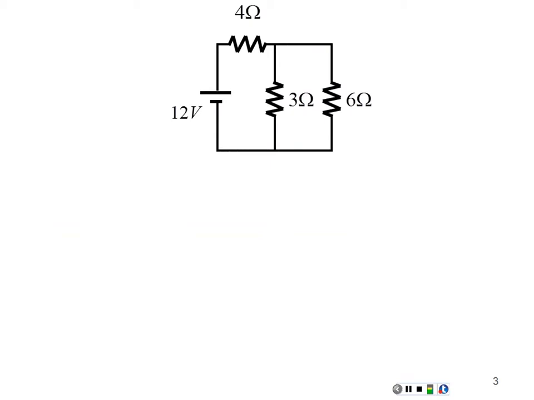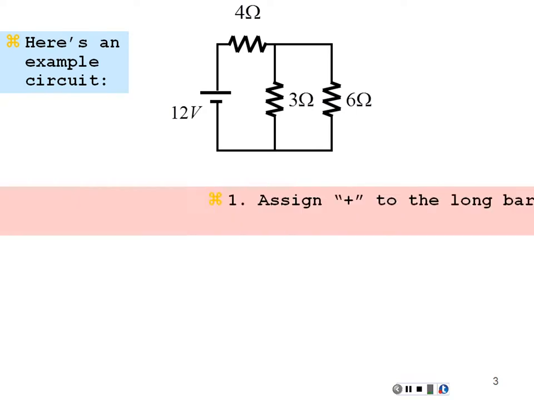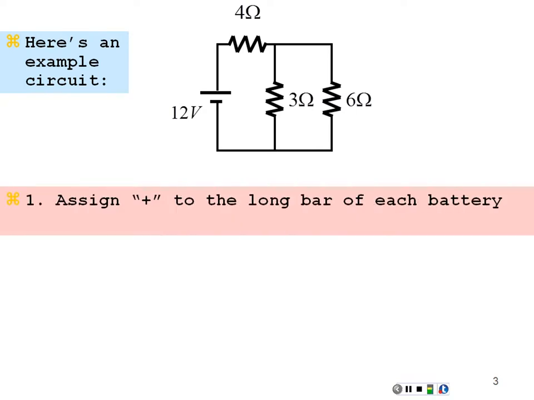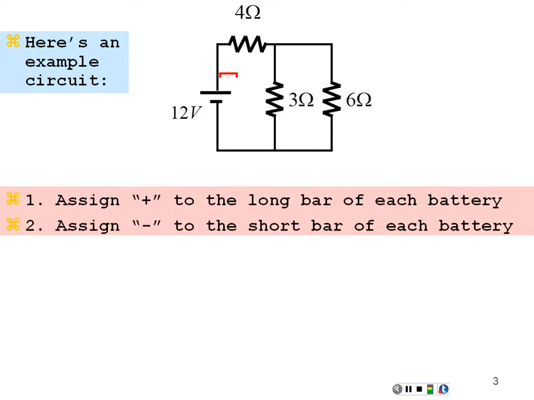Let's try this out on another circuit. This circuit right here with 3 resistors and a battery. First thing I'm going to do is mark my battery positive or negative. Assign a positive to the long bar, a negative to the short bar of the battery. Next thing we're going to do is assume current directions.